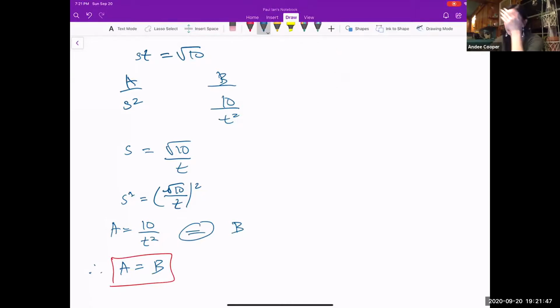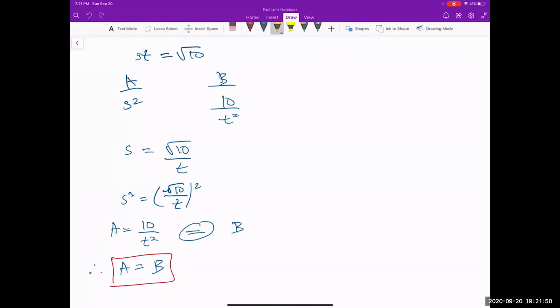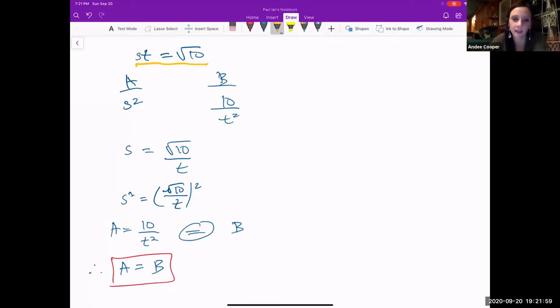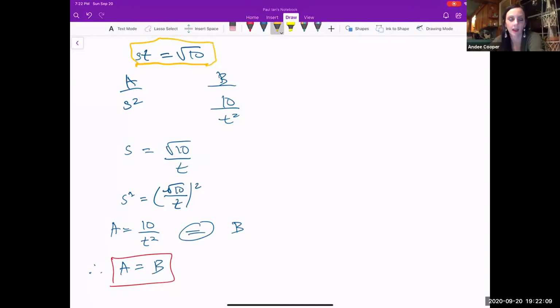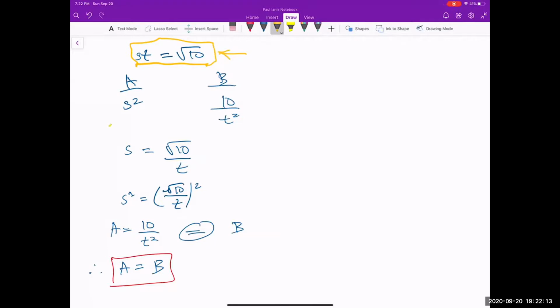Okay, thank you. So this one's not that bad, right? If you look at it, it's another one of those equation ones. I just didn't know how to get started. Okay. So it gives you S times T equals square root of 10 in the prompt. And then the quantities: for A, it tells you S squared, and for B, it tells you 10 over T squared.